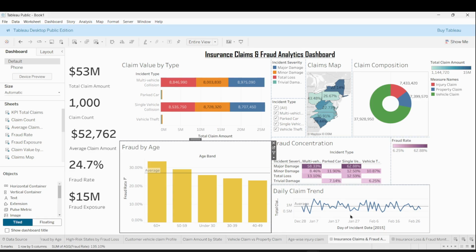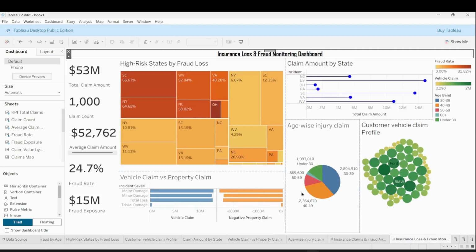I have also made a second advanced dashboard, this one, with a tree map, lollipop chart, butterfly chart, pie chart and a bubble chart, which is mainly for the fraud team for deeper analysis.